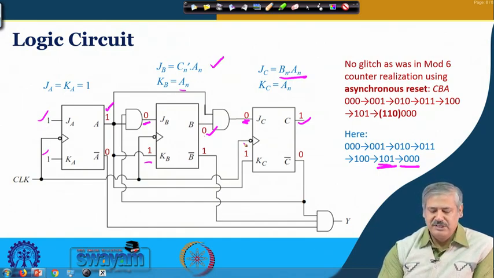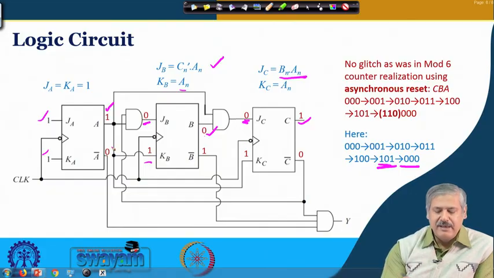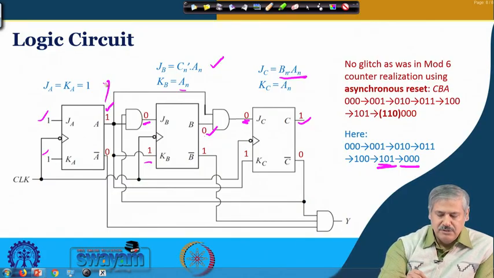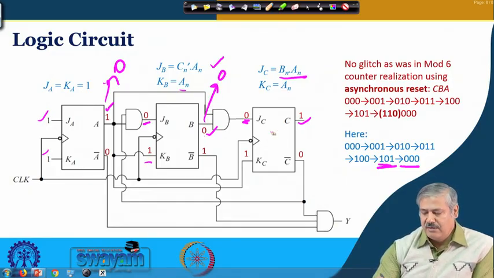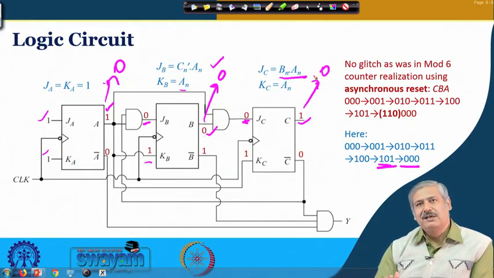Okay. Now, when the clock trigger comes, you will have 1, 1, it toggles, so it will become 0, from 1 to 0, 0, 1, okay. For the JK flip flop, if the input is 0, 1, then it will be 0 only, right. And here also it is 0, so it will be 0 only. So, with the clock edge, all of them go to 0, 0, 0.